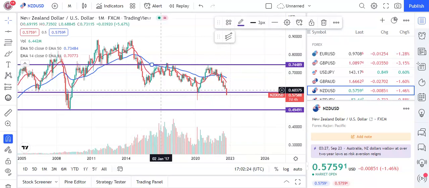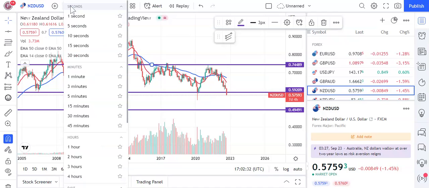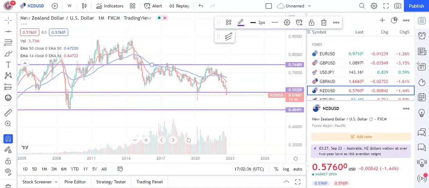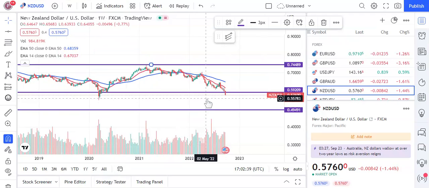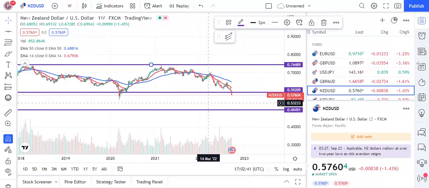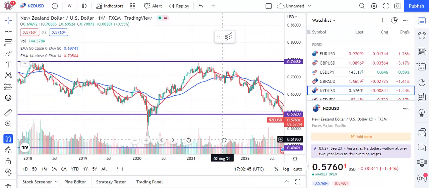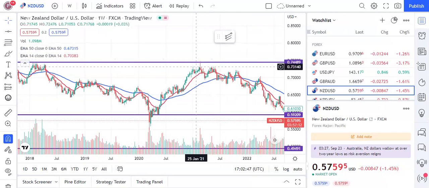Now, I've been able to identify support and resistance on New Zealand USD monthly time frame. What do I do? With my pointer, I change the time frame to weekly time frame. The idea now is for me to identify the area of support and resistance. And you see, it is very much respected here on the weekly time frame. You can see the lines I drew on the monthly time frame. You can see what happened here.